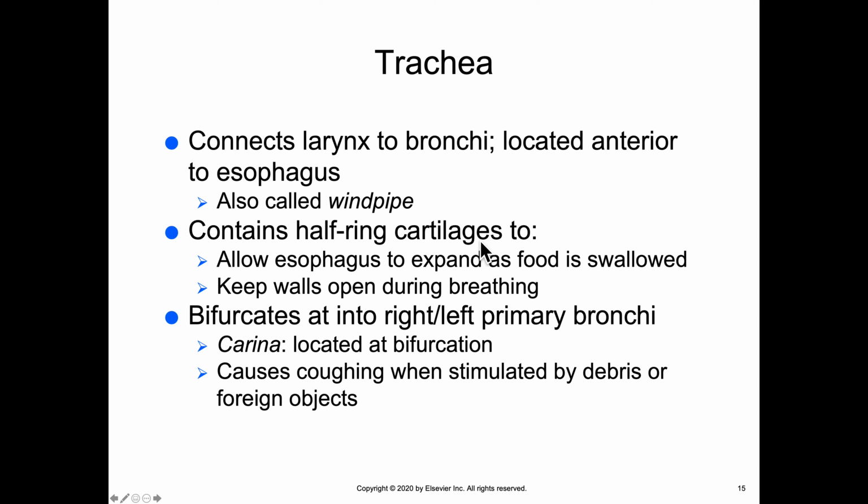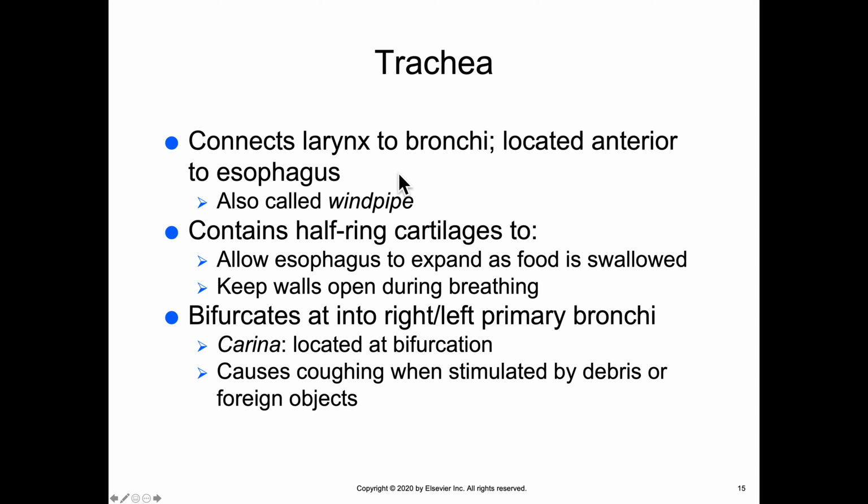When your esophagus is empty, when you're not swallowing anything, it flattens. But when you swallow, it bulges out. So with these half-ring cartilages, the posterior side of the trachea is flattened so that the esophagus can expand a little bit into it. If it were a full circle instead of just a C, then your esophagus wouldn't have any room to expand. It says it right there: it keeps walls open during breathing, and it bifurcates into the right and left primary bronchi.